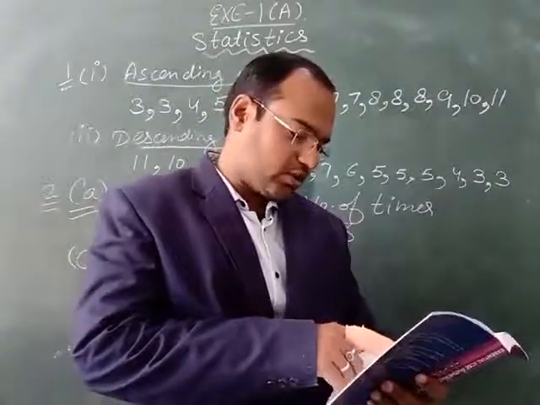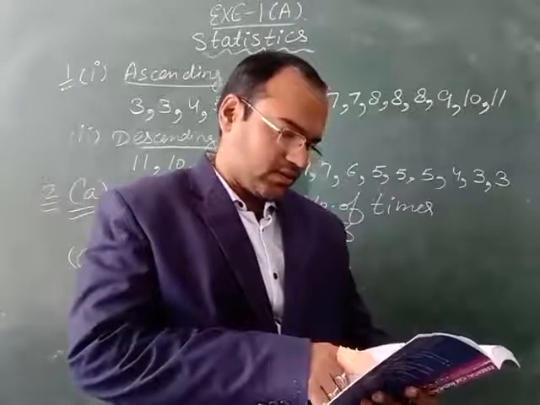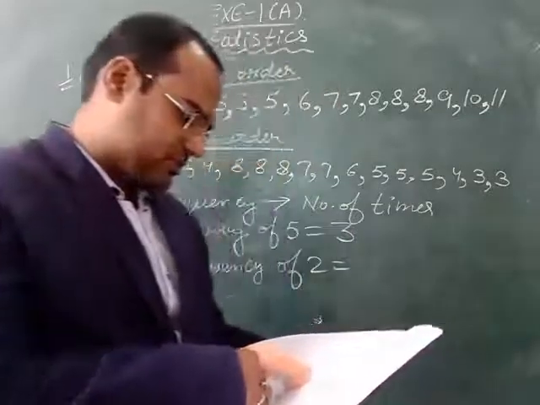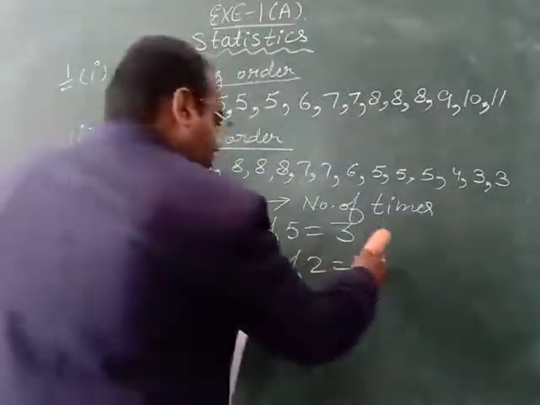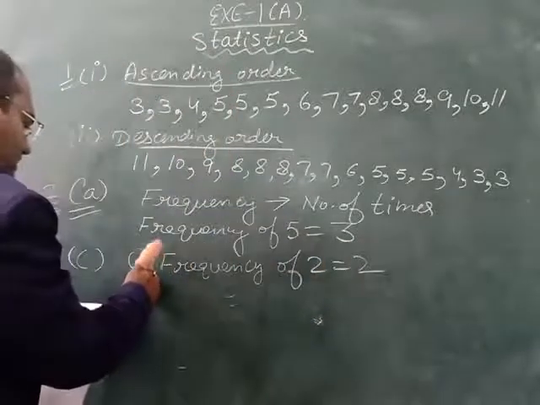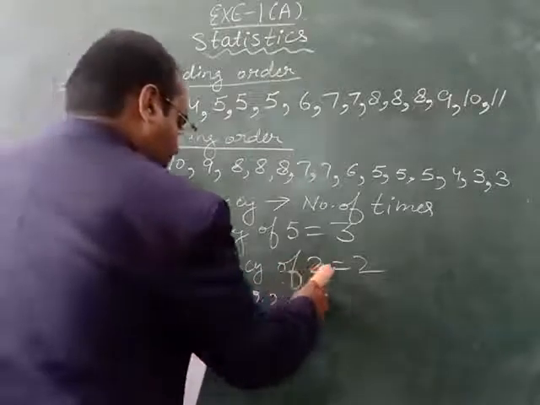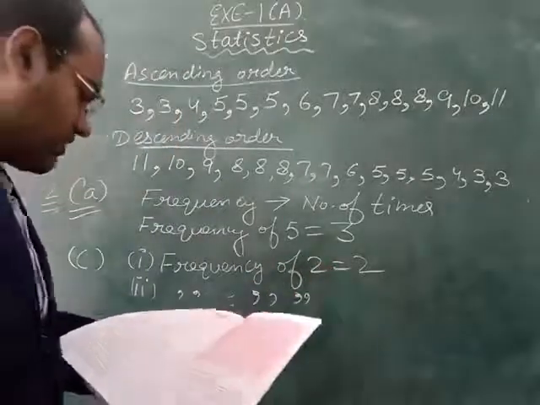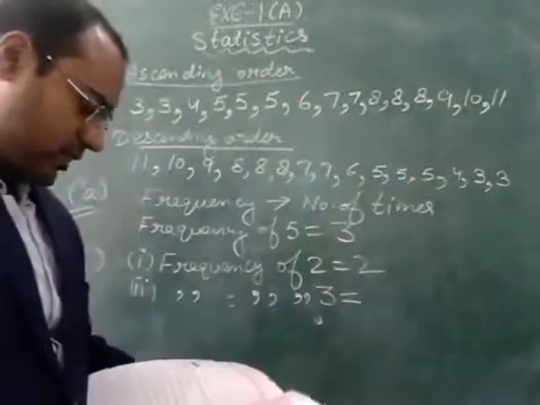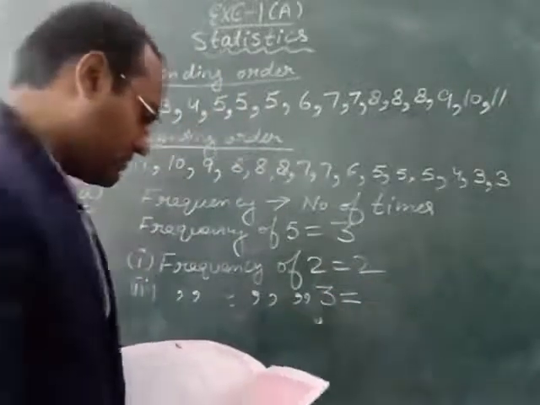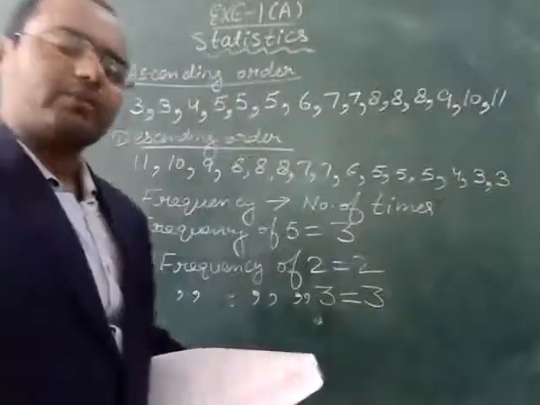When we count 2, we will observe that 2 is coming 2 times, only 2 times. So the frequency of 2 is 2. In the second part we have to write the frequency of 3. So we will count how many times 3 is coming here. 3 is coming 3 times. So the frequency of 3 is 3. Like this you have to do all the remaining parts.